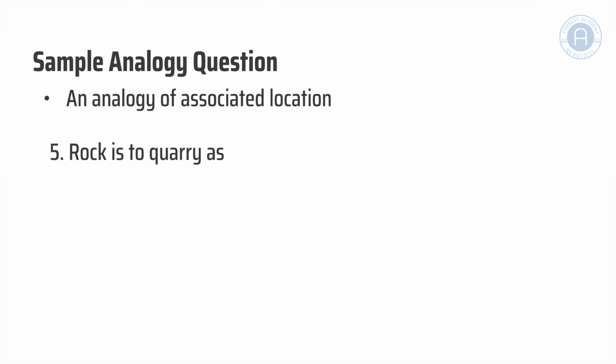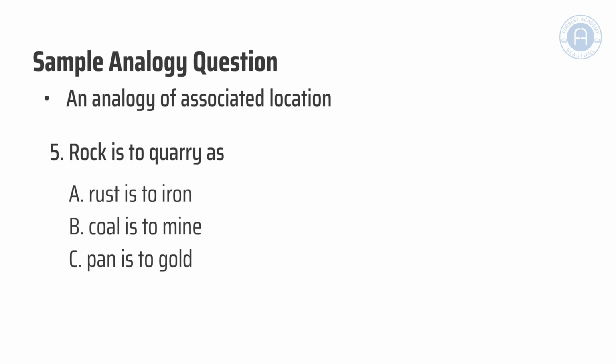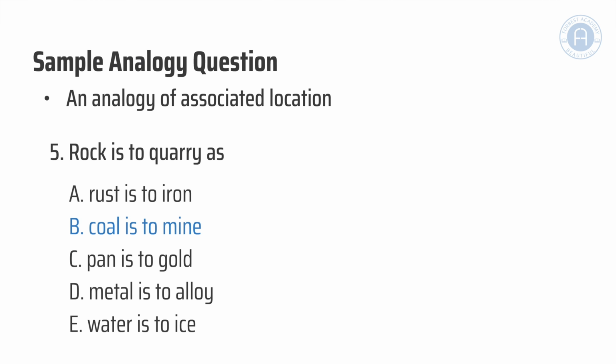Rock is to quarry as A. Rust is to iron, B. Coal is to mine, C. Pan is to gold, D. Metal is to alloy, E. Water is to ice. Rock is extracted from a quarry, a deep place from which materials are extracted. Similarly, coal is extracted from a mine. Therefore, the right answer would be B.